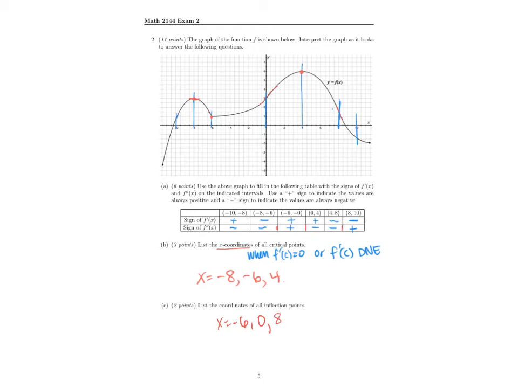But here it doesn't say just the x coordinates, it says the coordinates. So maybe I should write out all the points there. The point at x equal -6 is -6, 1. And the y value at x equal 4 is 6. And then the y coordinate that goes with 8 looks like maybe 1.5. Okay, so those are the points there.